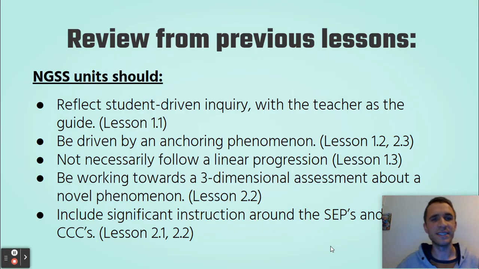So a review from previous lessons. As we've said before, NGSS units should reflect student-driven inquiry with the teacher as the guide. NGSS units should be driven by an anchoring phenomenon. NGSS units won't necessarily follow a linear progression. They should be working towards a three-dimensional assessment about a novel phenomenon, and they should include significant instruction around SEPs, science and engineering practices, and CCCs, cross-cutting concepts.